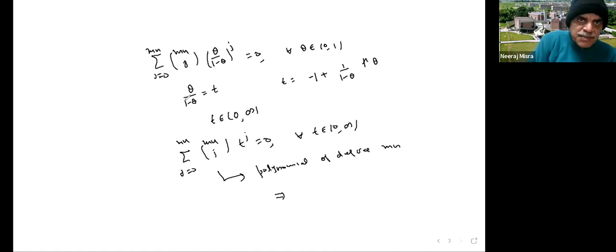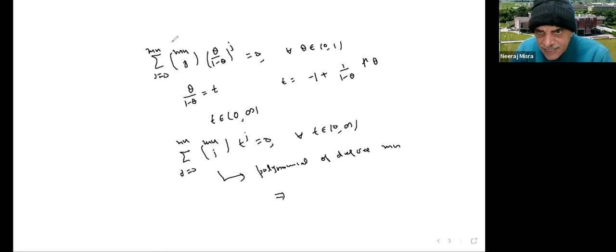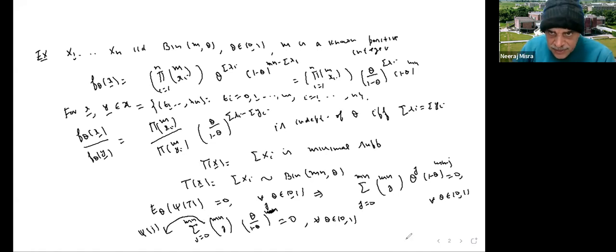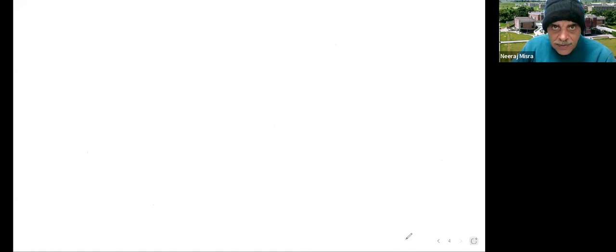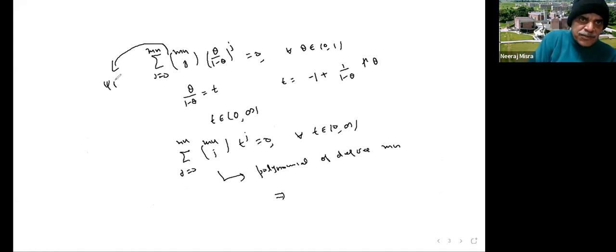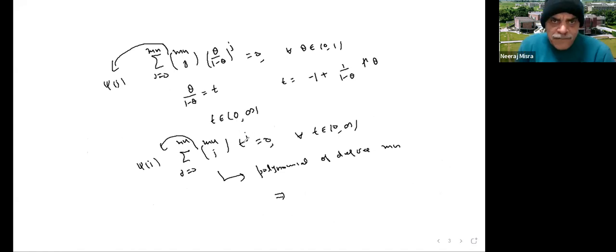Sorry, I have missed my psi everywhere. Let me check in the previous case, because this would be expected value of psi t is equal to 0. So I missed psi, there has to be psi of j over here, because I am saying expected value of psi t is 0. So that means each of the coefficients of this t would be 0.